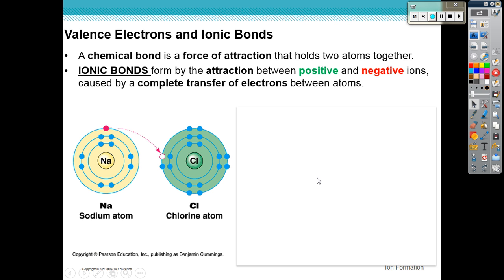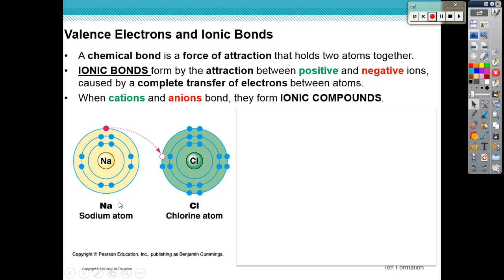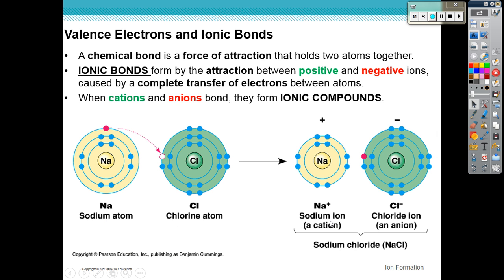Take a look here at sodium and chlorine. Sodium has 1 valence electron and it would like to lose it to become stable. Chlorine has 7 and it would like to gain 1 to become stable. So if sodium transfers that 1 electron to chlorine, sodium will become the sodium +1 cation, and chlorine will become the Cl-1 anion. That positive charge will be attracted to the negative charge, and that will make the 2 ions stick extremely close to each other. And sticking close together, that attraction is what we call the ionic bond.